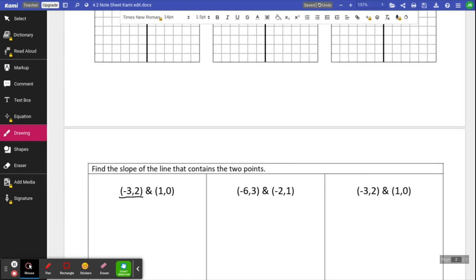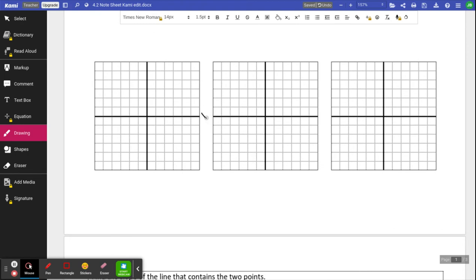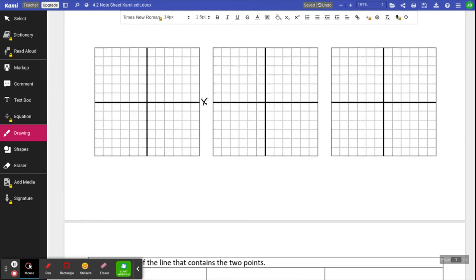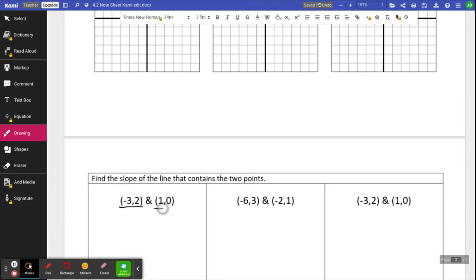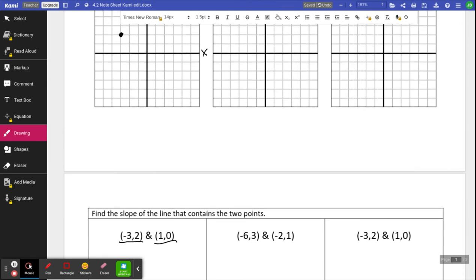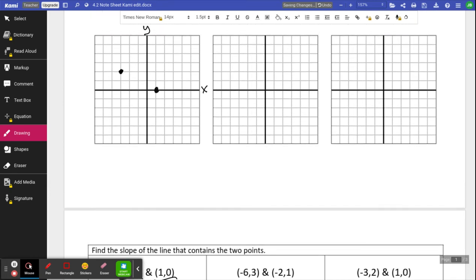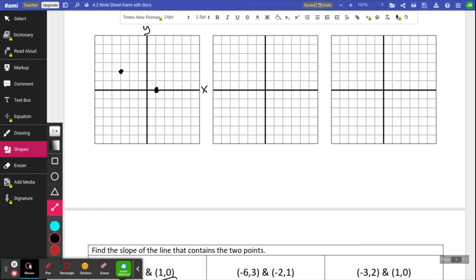Negative 3, 2. Okay, well, that's negative 3 along the x-axis. So to the left 3, and then it's 2 on the y-axis. So to the left 3, and then up 2 puts me right there. And then my other point, 1, 0. 1 on the x and 0 on the y puts me right there. So I'm going to plot my 2 points. And because I'm kind of OCD, I'm also going to sketch the actual line as well. So line, and I got something like that.